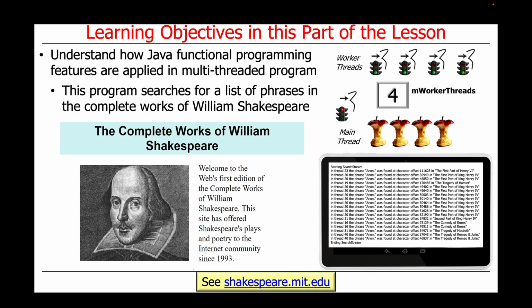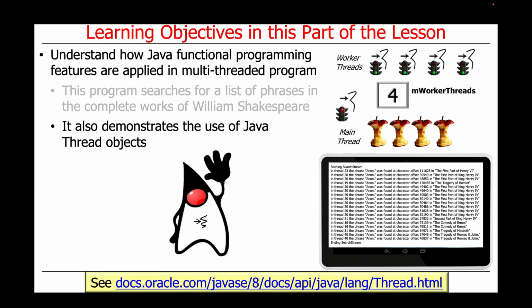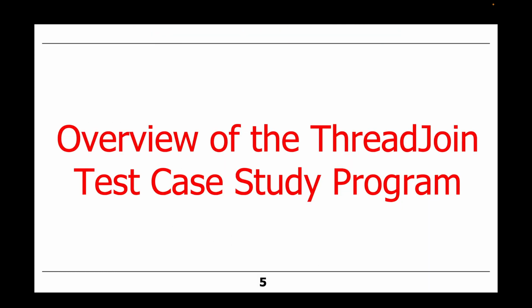This program searches a list of phrases in the complete works of Shakespeare concurrently. It also demonstrates the use of Java Thread objects. We'll focus here on Java platform threads, but it's straightforward to modify this program to use virtual threads as well. We'll begin with an overview of the ThreadJoinTest case study program.